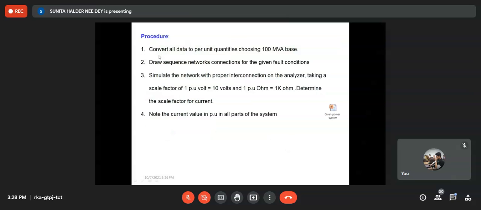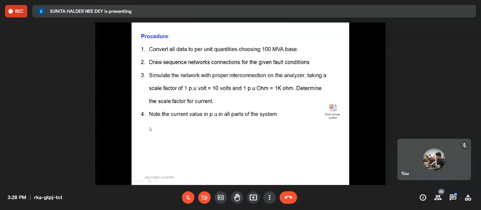So what is the procedure? At first, convert all the data to per unit quantities choosing a 100 MVA base. Draw the sequence network connection for the given fault condition. For different faults, the sequence network connection will be different. Simulate the network with proper connection on the network analyzer, taking a scale factor of 1 per unit volt means 10 volt, 1 per unit ohm means 1 kilo ohm. Determine the scale factor of the current and calculate the current.